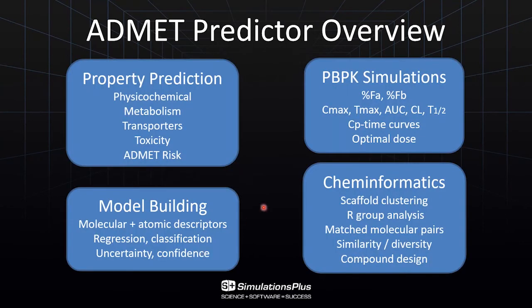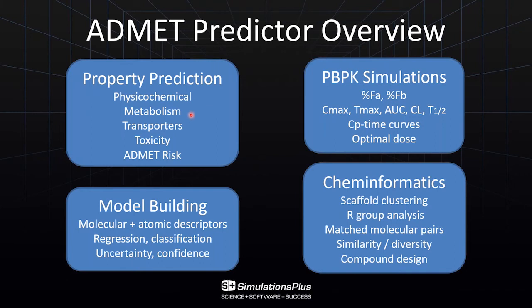Okay, so the ADMET Predictor is a discovery platform with the four main sets of functionality shown here. The most well-known is property prediction. There are now more than 175 predicted properties in these main categories. Physicochemical includes pKa, log P, solubilities, permeabilities, and so on.